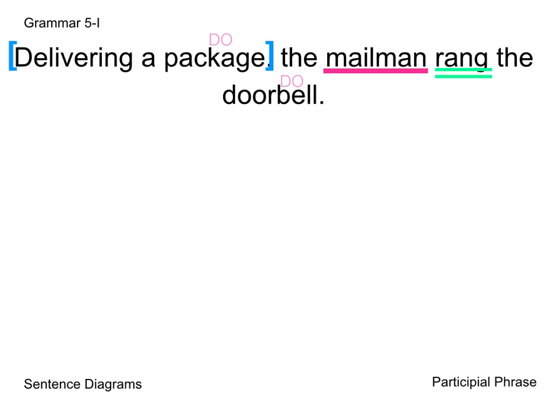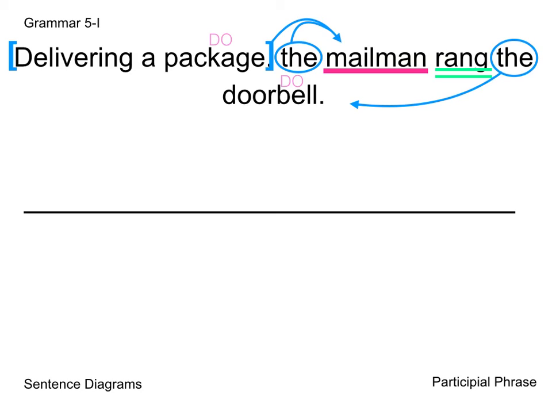And then this entire phrase is modifying which mailman is being referred to. So I like to draw just a little arrow from the bracket to that subject, or the noun that's being modified. And then we also know that the is modifying mailman and the is modifying doorbell. So now we've identified pretty much everything in this sentence, and we can start making our diagram.